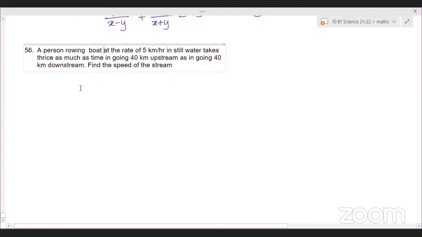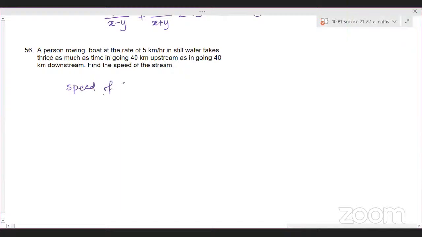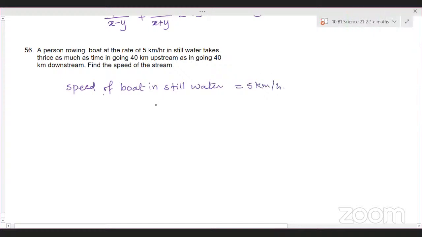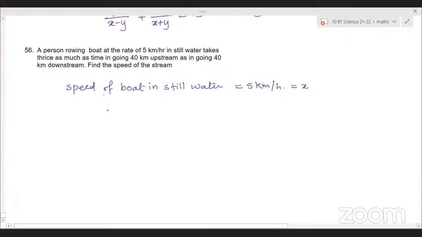Ma'am, we have to take the speed of boat in still water as 5 km per hour. It is given. Are you able to see the screen? Yes, ma'am. Yes. Speed of boat in still water is given, which is 5 km per hour. Next, distance upstream and distance downstream, they have given 40 km, 40 km.